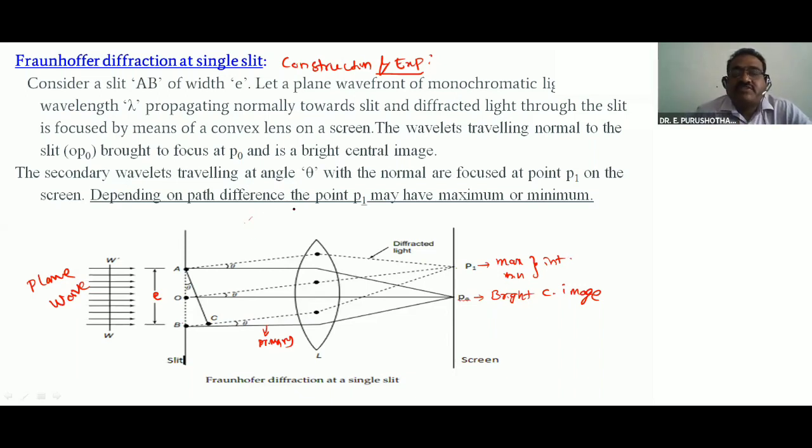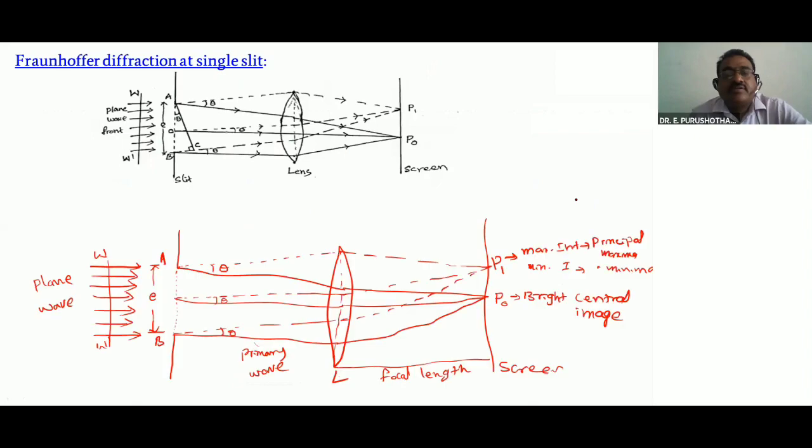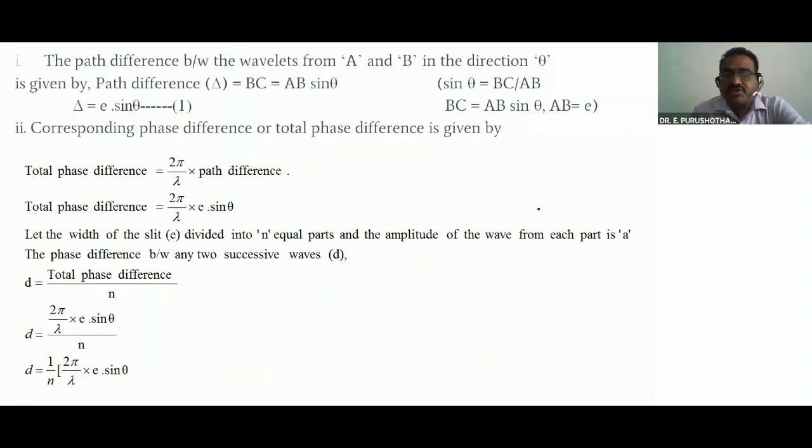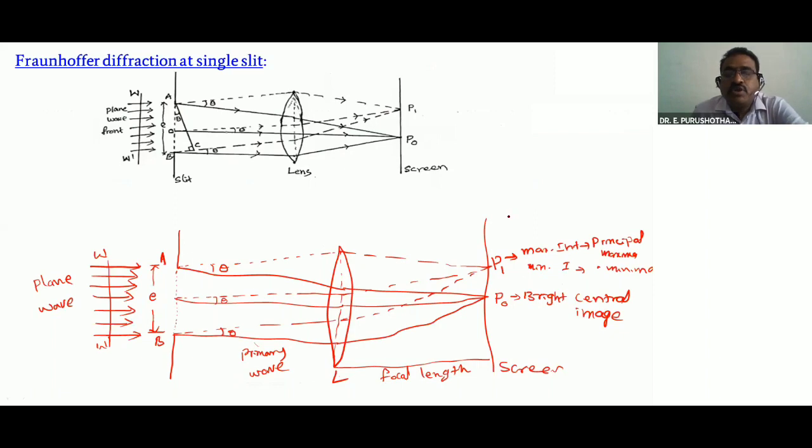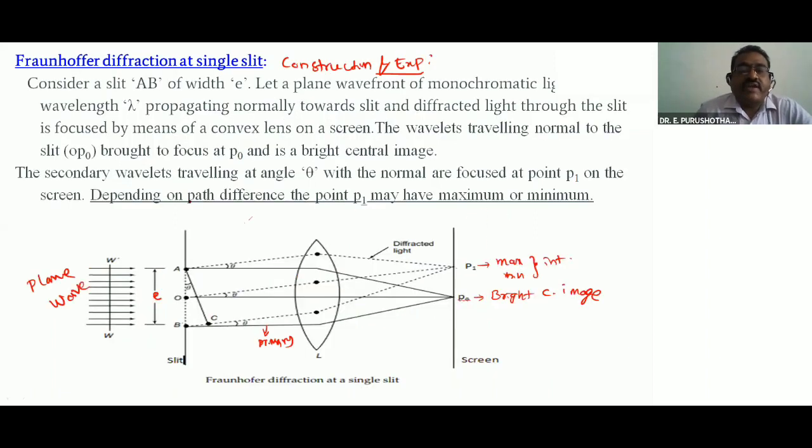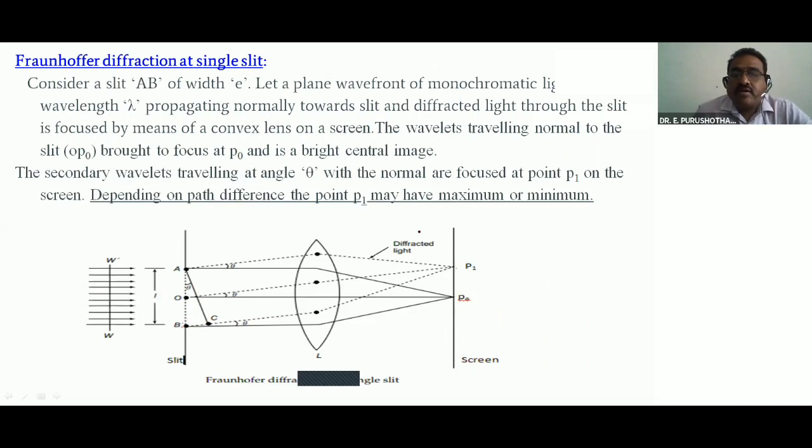You see, depending on the path difference, the point P1 may have maximum or minimum values. So you see here, to calculate the path difference, we should draw the AC and BC. So in this figure, BC is known as path difference. So calculation of path difference, that is calculation of BC.